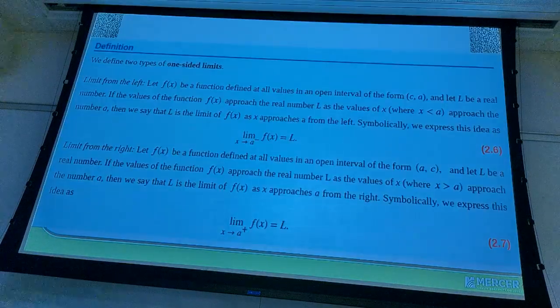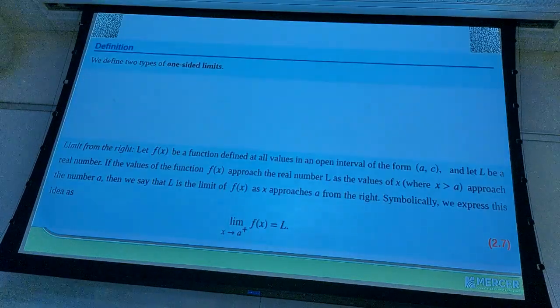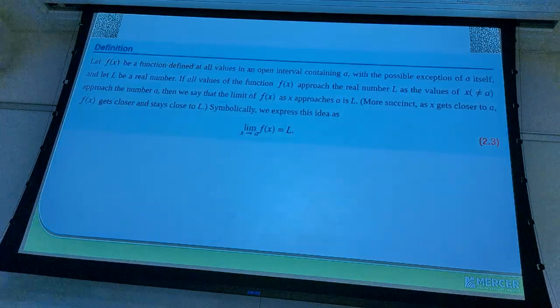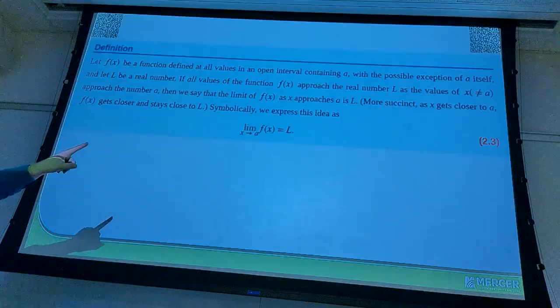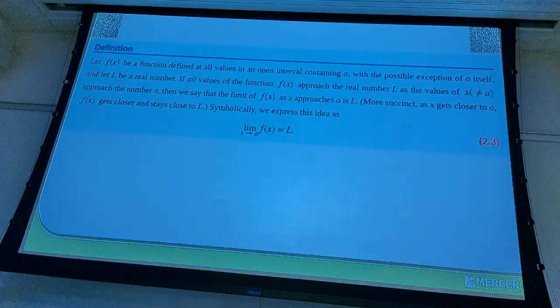But notice in the previous definition, it says x is not equal to a. What the function does at a is irrelevant to the limit. We just care about how the function behaves around a. f(a) could not exist and still have a limit.